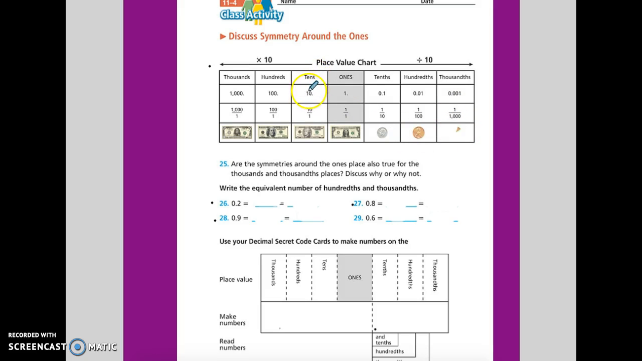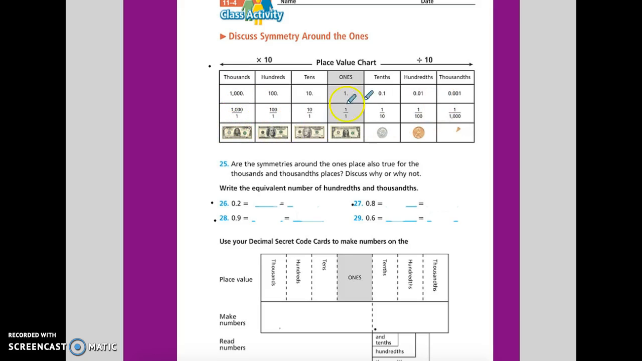If I go the other way, if I've got 10 tens, it's 10 over 1, which is the same as a $10 bill. If I've got 100 over 1, which is the same as a $100 bill, and 1,000 is 1,000 over 1, which is the same as a $1,000 bill.